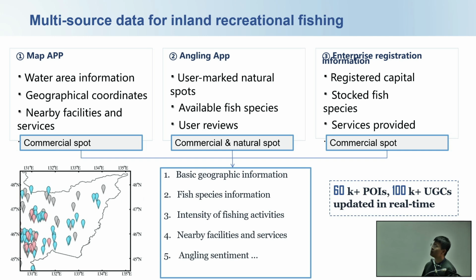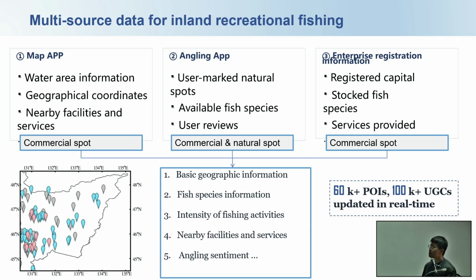As for angling applications, not only can commercial fishing spots be found in the application, but users can also upload natural spots. So in this application, we can find both commercial and natural fishing spots. And the third source is enterprise registration information, from which we can find information on registered capital, stored fish species, and the services provided by the enterprise.